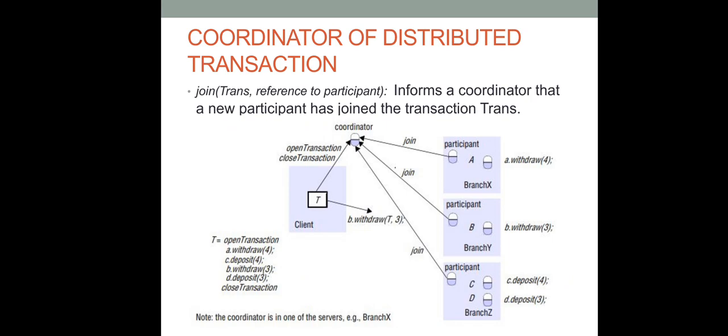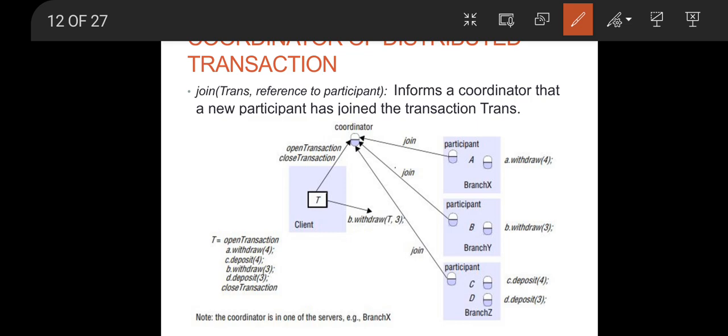So the steps can be seen over here. Let us say the client is initiating a transaction using the open transaction function, and at the end it will send a close transaction request to the coordinator. When the client sends the open transaction request to the coordinator, in response the coordinator will send a unique transaction identifier to the client, that is TID.